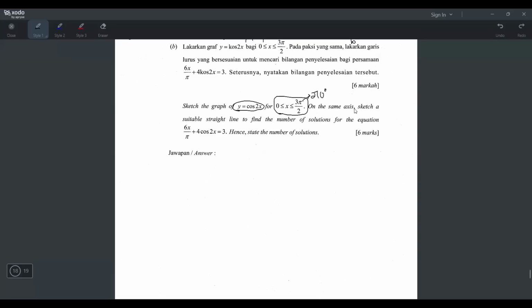Okay, on the same axis, sketch a suitable straight line, find number of solution for this equation, hence state the number of solution. This type of question is very common in SPM. They ask you to sketch the trigo graph and then find the number of solution. Okay, let's sketch the cos 2x first.